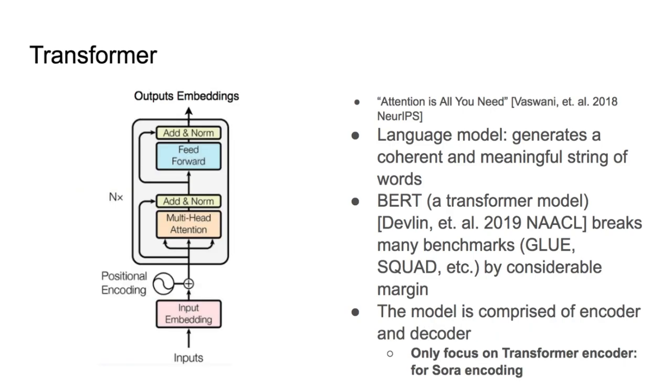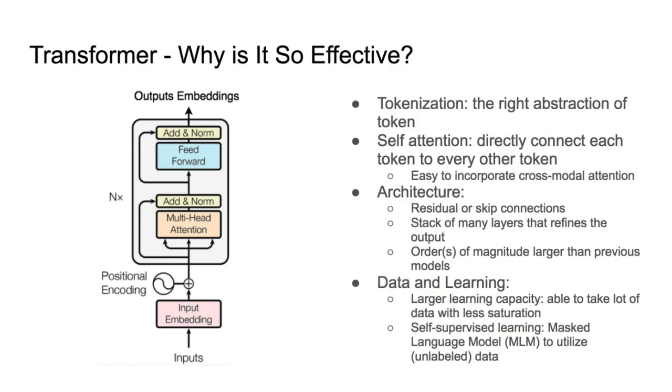For Sora encoding, we are going to focus only on the encoder part. Here, we describe the generic transformer model, emphasizing why a transformer model is so effective, and in turn shedding light onto the reasons behind the breakthrough demonstrated by Sora. In this Sora encoding episode, we discuss tokenization and self-attention. In episode 3, we discuss the architecture, and in episode 4, the data and learning.